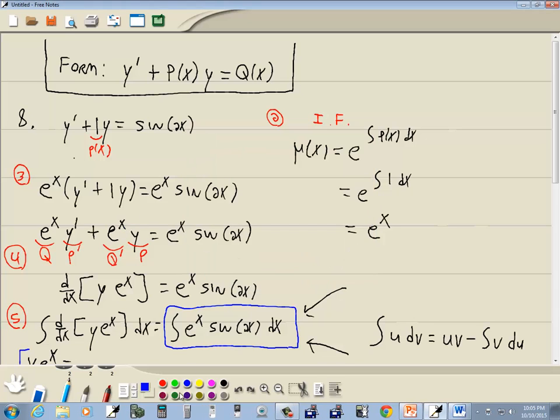Okay, now I'm going to clean out the page. That was the hardest one we'll take a look at. Yes, I'm cleaning it off.